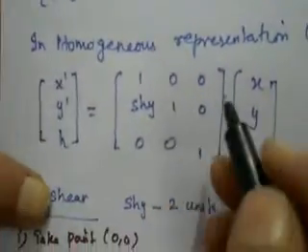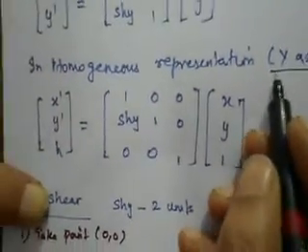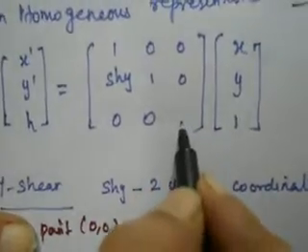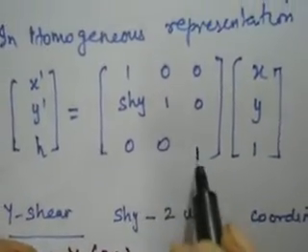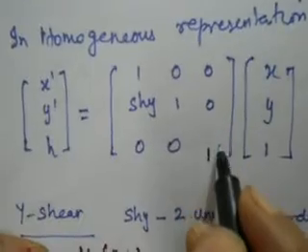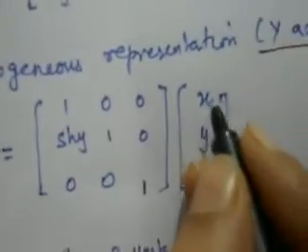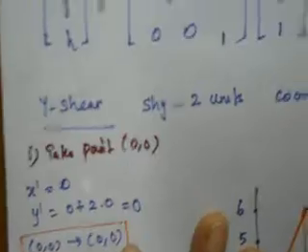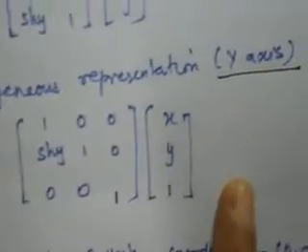In the homogeneous coordinates representation with respect to the y axis, we have to write all the matrix form as it is, along with that we are going to add one dimension. So 1 we will write here, and the remaining entries we fill with zeros. Now x, y, 1. So this is the homogeneous coordinate representation for the y axis.